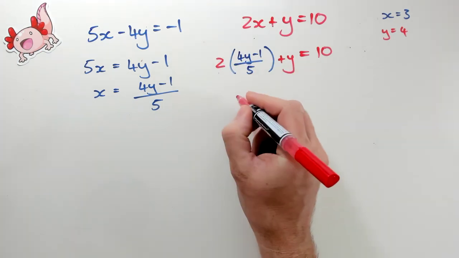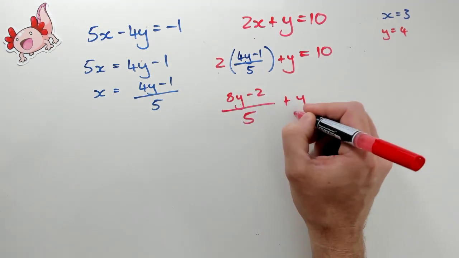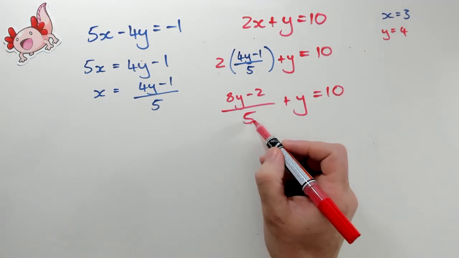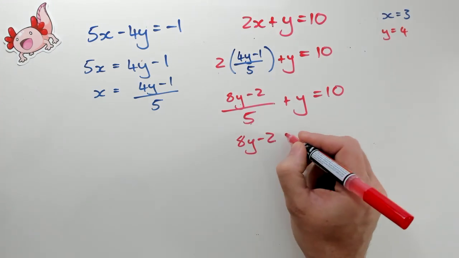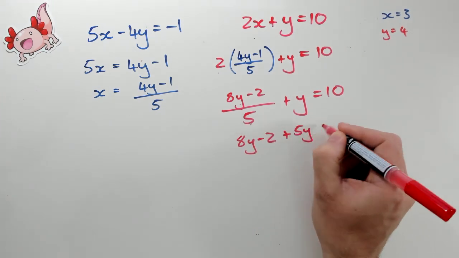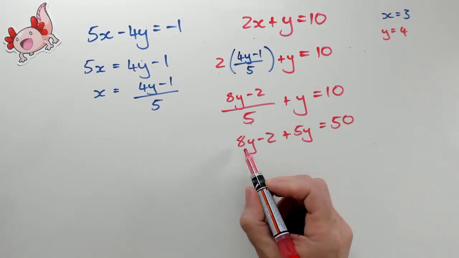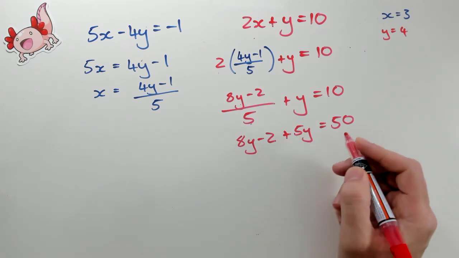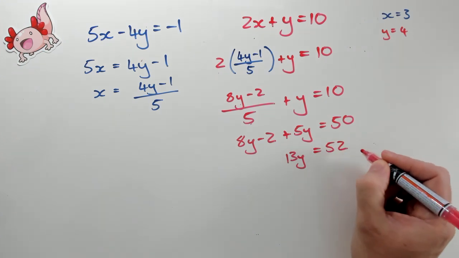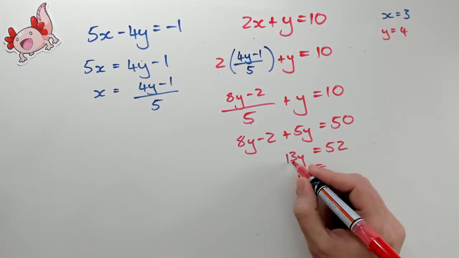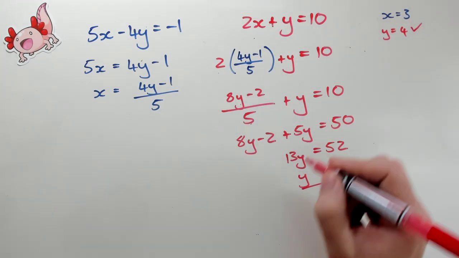So I'm going to multiply the 2 in there. So I'm going to get 8y minus 2 all over 5 plus y is equal to 10. And I don't like this fraction, so I'm going to multiply by 5. So I would get 8y minus 2, but every term has to be multiplied by 5. So that's what we get. And then I have 8 plus 5 is 13y. There we go. And I'm going to add the 2 on both sides, so I get to 52. And then I'm dividing by 13, and 13 goes 4 times. Oh, wow, that worked. So relieved.